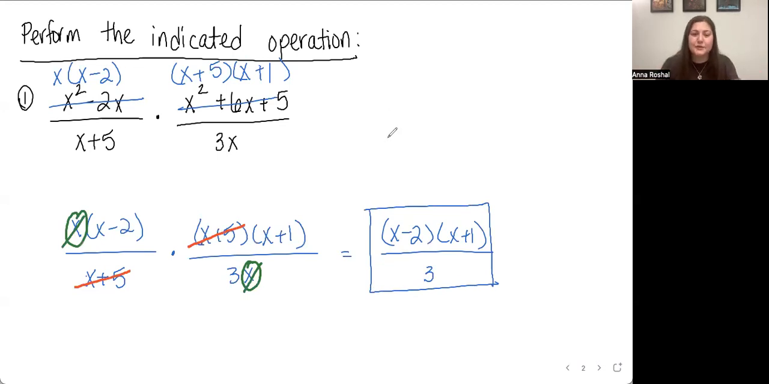If I were asked to restrict the domain, I would just say everything that I canceled out. So, let's actually do it. x is not equal to 0 and it is not equal to -5, but it is all real numbers otherwise. Because I'm setting this x and this x plus 5 equal to zero.